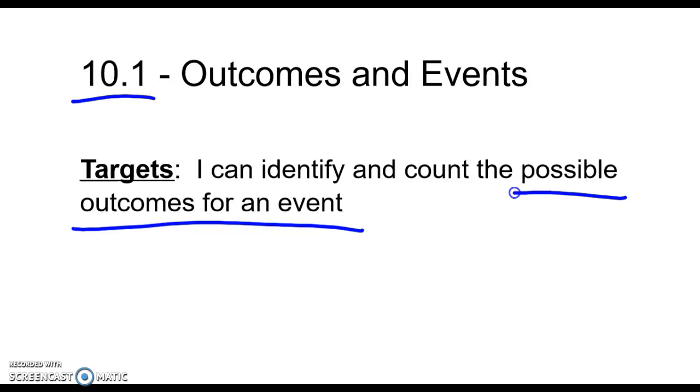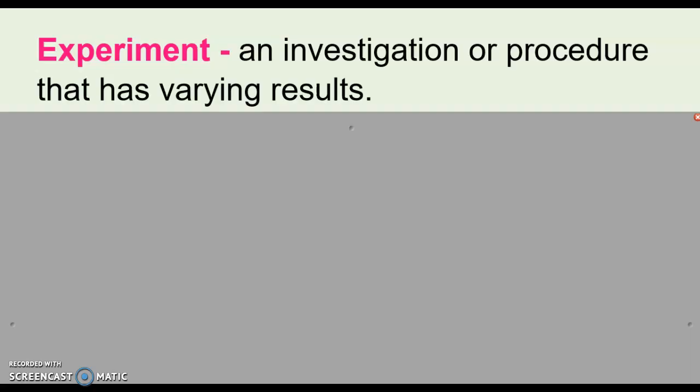So that leads right into our vocab. So our first one is experiment. Okay, and in this chapter we're going to talk about experiments in terms of an investigation or a procedure that has varying results. So basically it's when something happens and you could get different outcomes, different results, right? You could flip a coin and get heads or tails. So flipping that coin is an experiment.